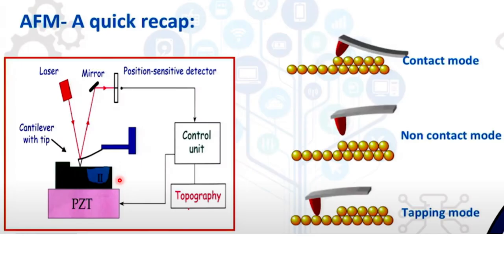So there are three different ways you can take the images. The first one is the contact mode.